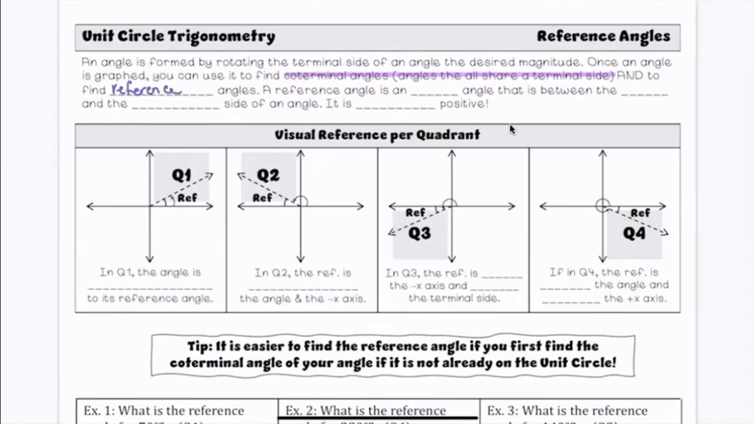A reference angle is an acute angle. Acute means less than 90 degrees. That is between the terminal side and the x-axis side of an angle. It's going to be between the x-axis, so it's finding the distance between the x-axis and your terminal side. Because it's finding a distance, it's always going to be positive.